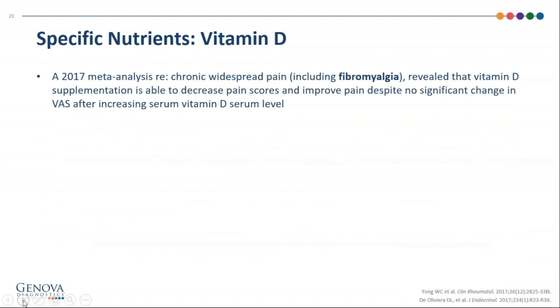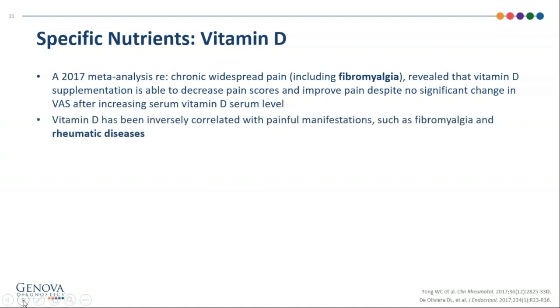This is a study looking at fibromyalgia, and I'm sure all of you have had a fibromyalgia patient before, but it revealed that vitamin D supplementation was able to reduce pain scores and improve pain, even though in the VAS, which is a visual analog scale, which even as a board certified pain physician, I don't use that much, but it's what we have used to try to quantify pain. Overall, the patient still improved, regardless of what that scale was. It really just kind of speaks to how poor the scale is. Vitamin D has been inversely related to painful manifestations such as fibromyalgia. These are all separate studies kind of telling the same thing.